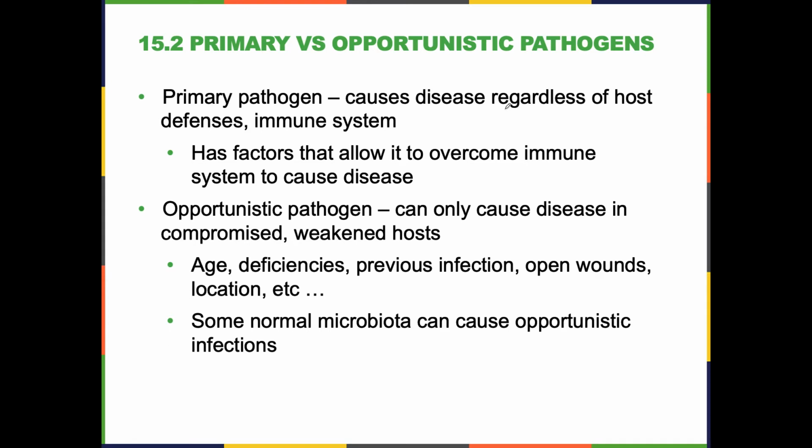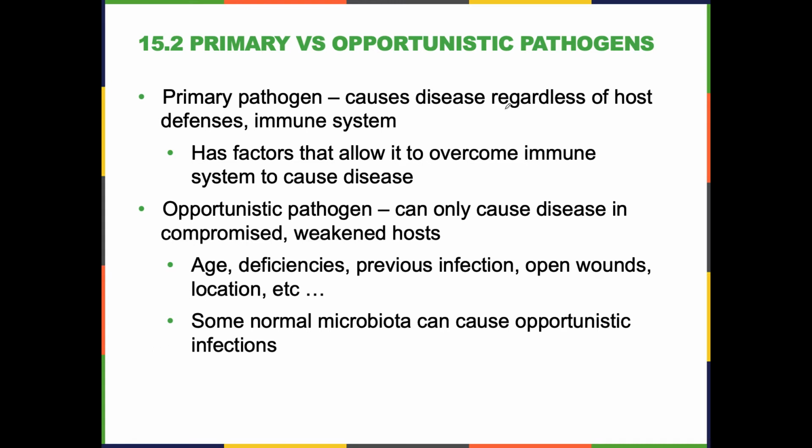Opportunistic pathogens, on the other hand, can only cause disease in what we call compromised or weakened hosts. Hosts with a normal, strong, capable immune system would normally fight off an opportunistic pathogen to the point where you don't even feel it. But if you are compromised or weakened, for example by age, or some sort of immune deficiency, and we'll talk about some of those later.